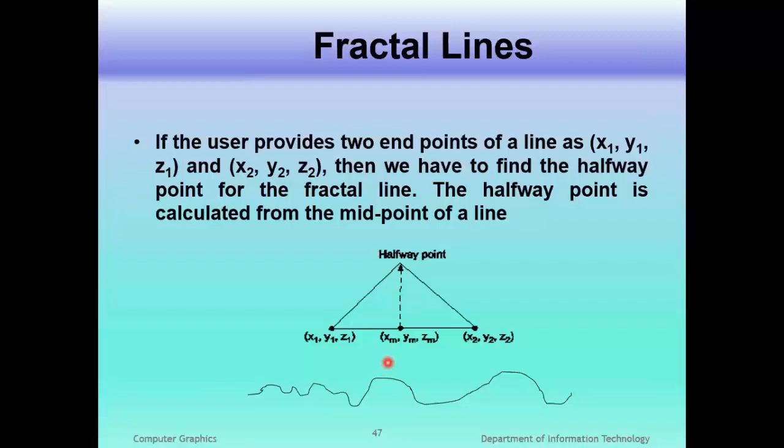This halfway point divides the original line into two parts. Again repeat the same procedure for each part separately. To draw a fractal line, the algorithm will contain a recursive procedure and the parameters for that procedure will be starting point, ending point, number of iterations and offset. This shows the generation of a coastline by using fractal lines.